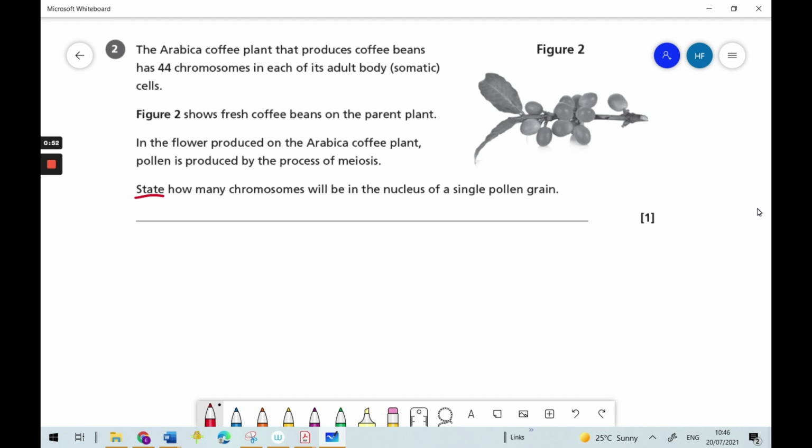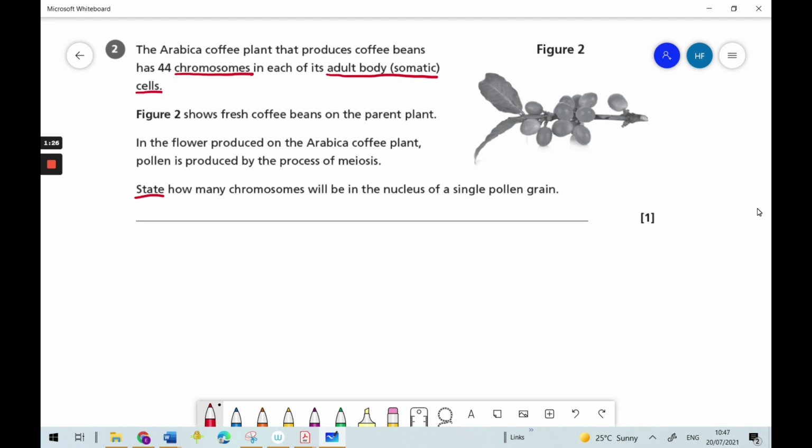So let's have a look at the scientific words or phrases given in the question. Now we've got the word chromosomes up here. What are those? Those are structures made of DNA that contain genes. We've also got adult body cells, and in brackets they've put somatic cells. These are any cell in the body except for sperm and egg cells. And importantly, somatic cells or body cells are diploid, meaning that they contain 2 sets of chromosomes, 1 inherited from each parent.